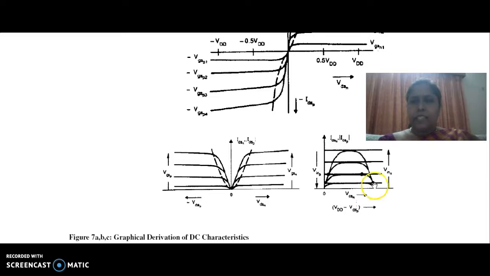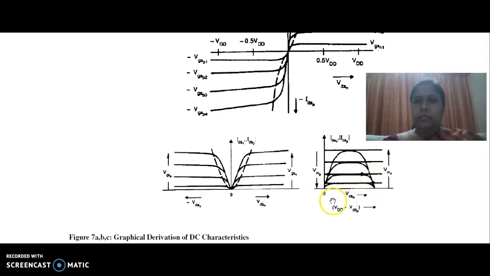So we can see here that the N MOSFET is in the saturation region and the P MOSFET is in the non-saturation region at this point. As we increase VGS further, you get the second curve, and the corresponding curve for the P MOSFET is this, and the overlapping occurs here.